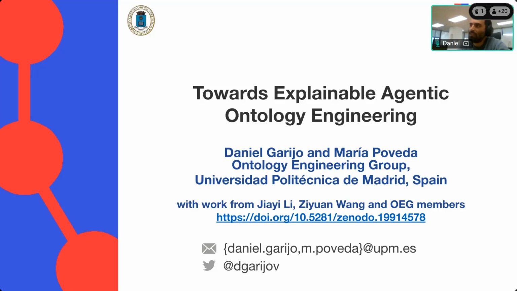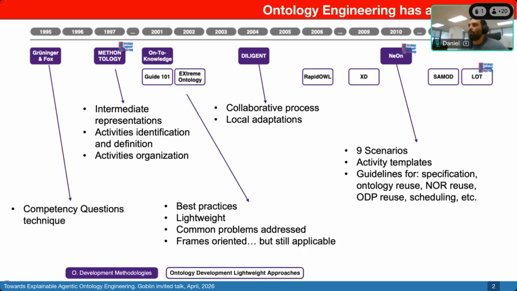So the topic for today is towards explainable agentic ontology engineering. A lot of buzzwords put in one title. So let's see if the talk meets the expectations. I wanted to start with a small background on ontology engineering, which has a long history. Long, I mean, more than 30 years of history now.